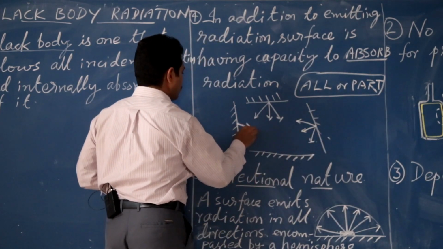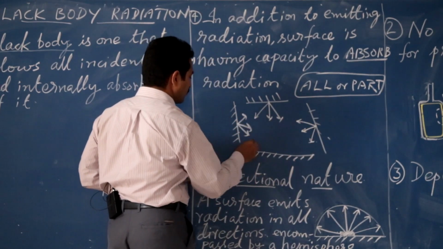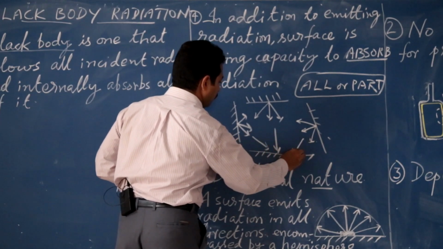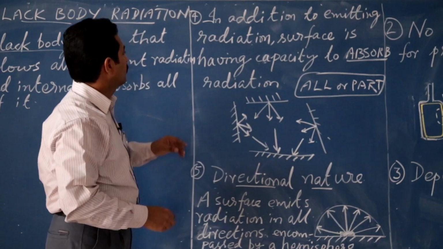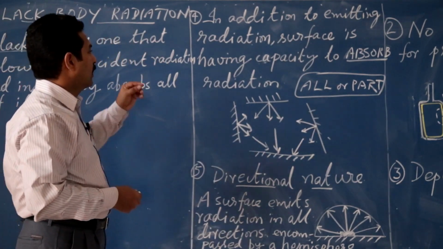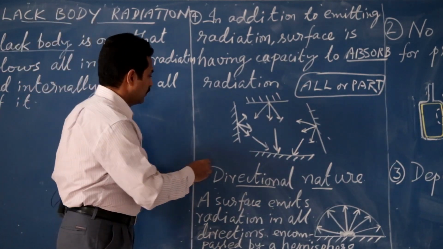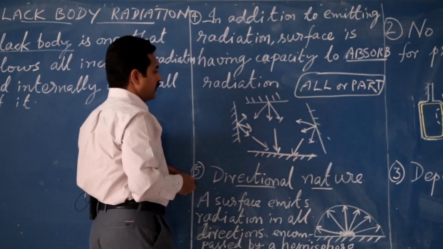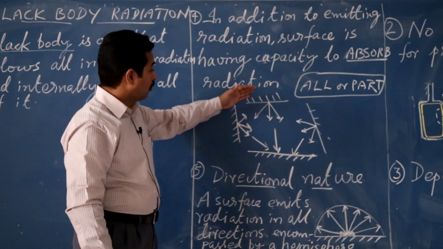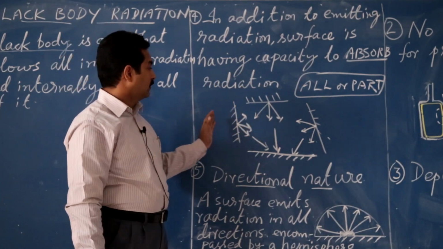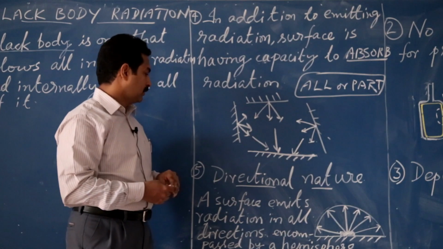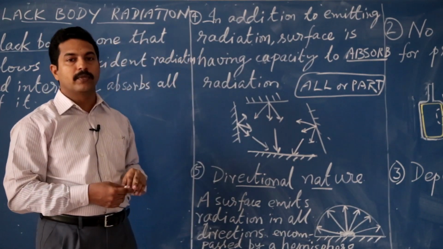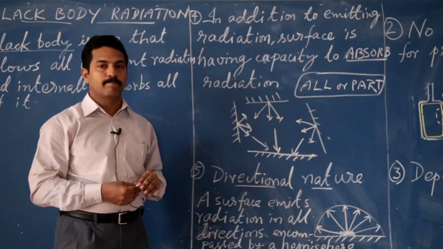Here also there is a chance that it can radiate, but there may be some all or part. This surface, in addition to emitting radiation, has the capacity to absorb radiation. So this surface, which is kept at a particular temperature, has the capacity to absorb all or part of the radiation which is coming from the adjacent surfaces. So that is another characteristic or basic of thermal radiation.